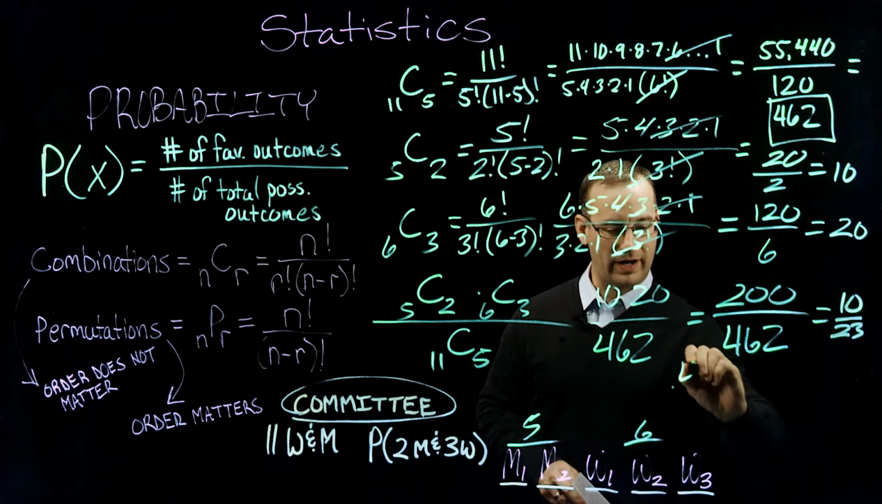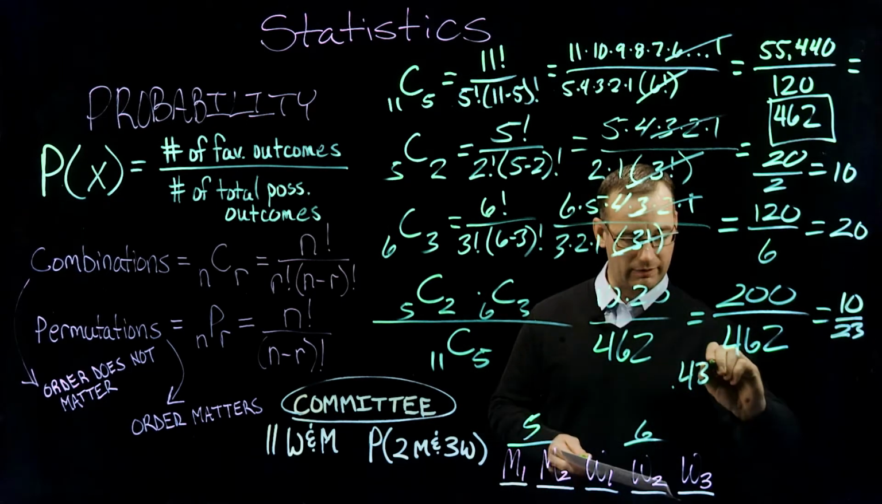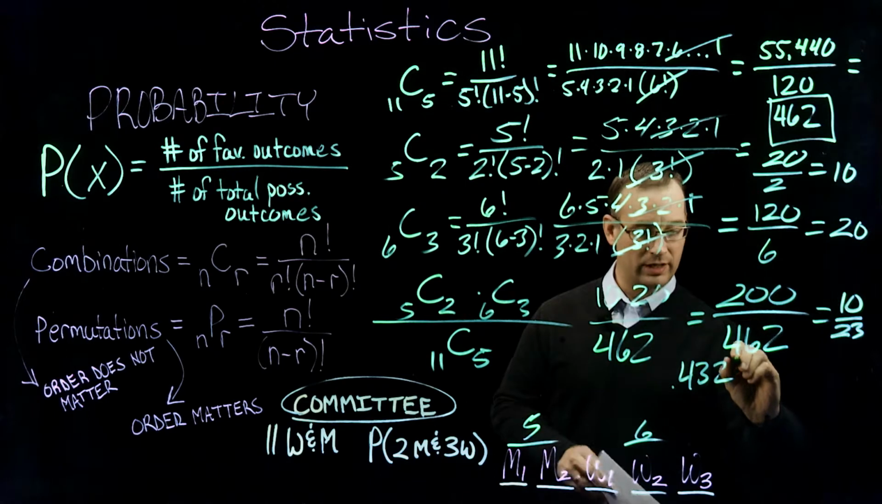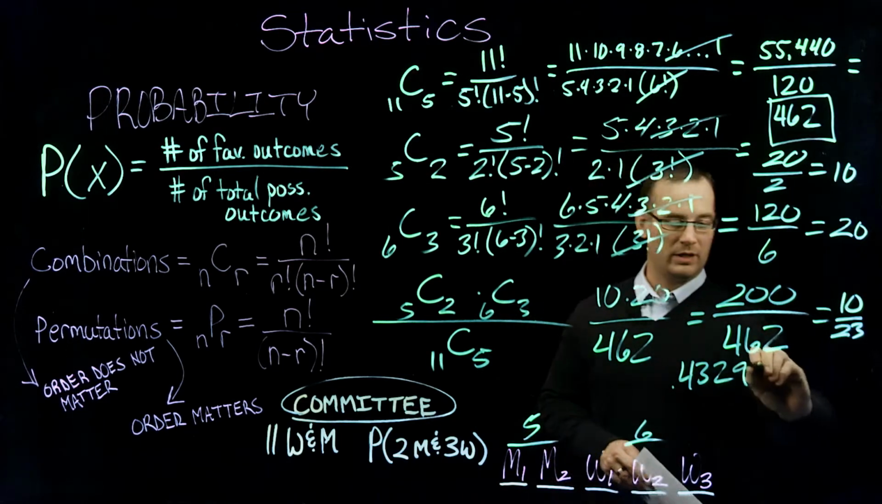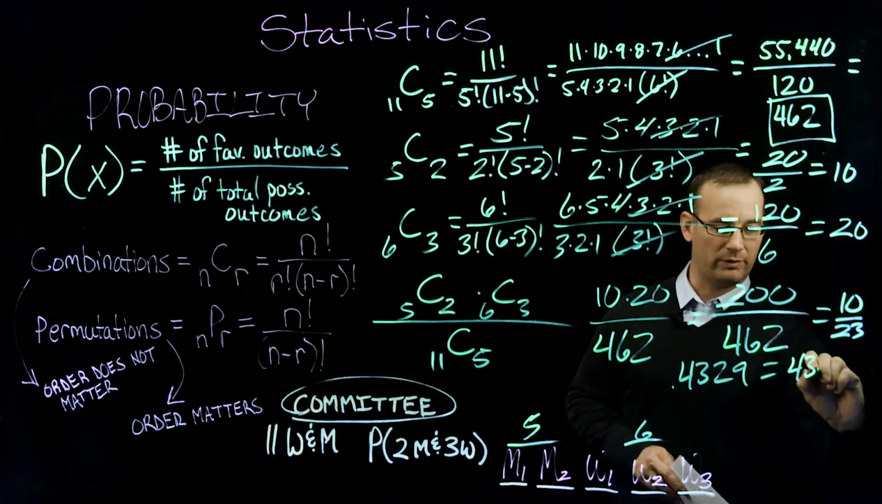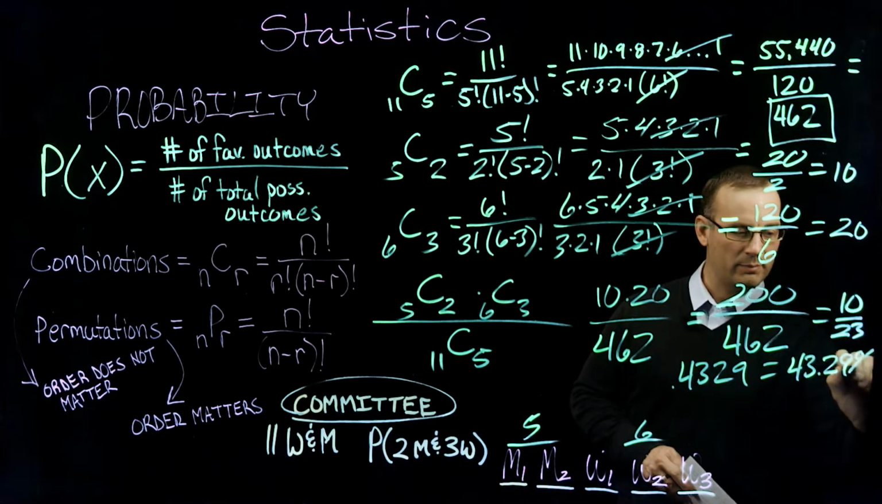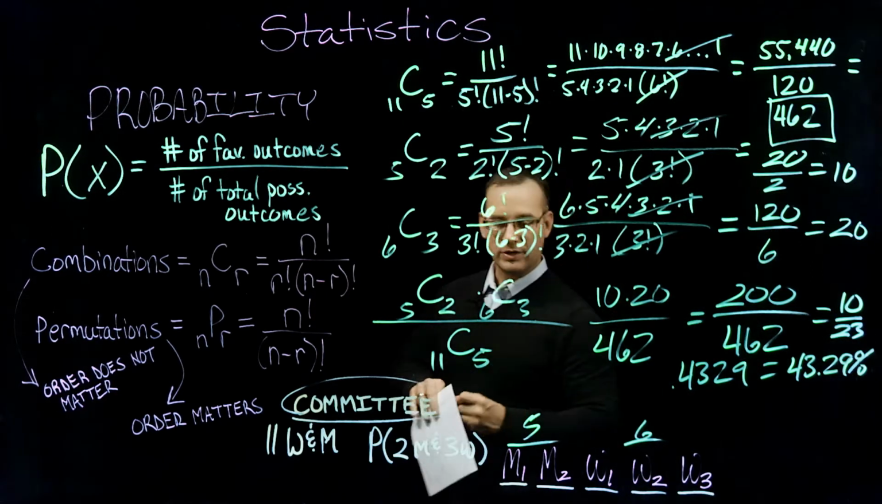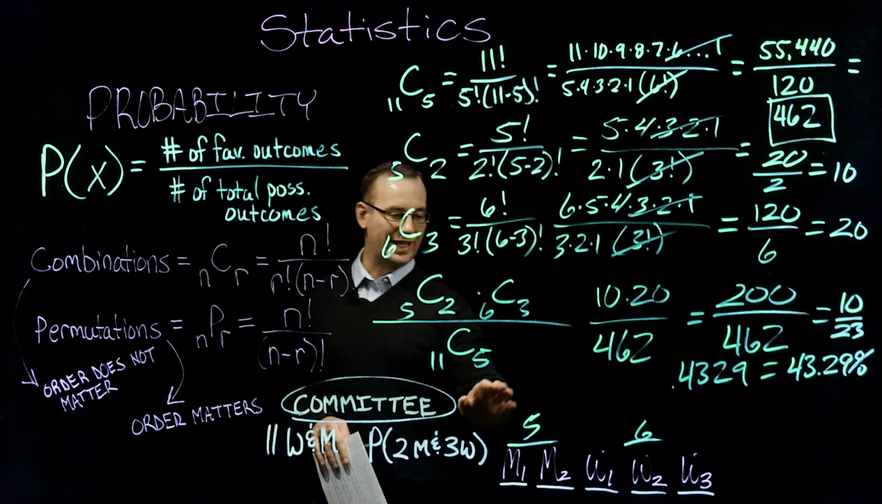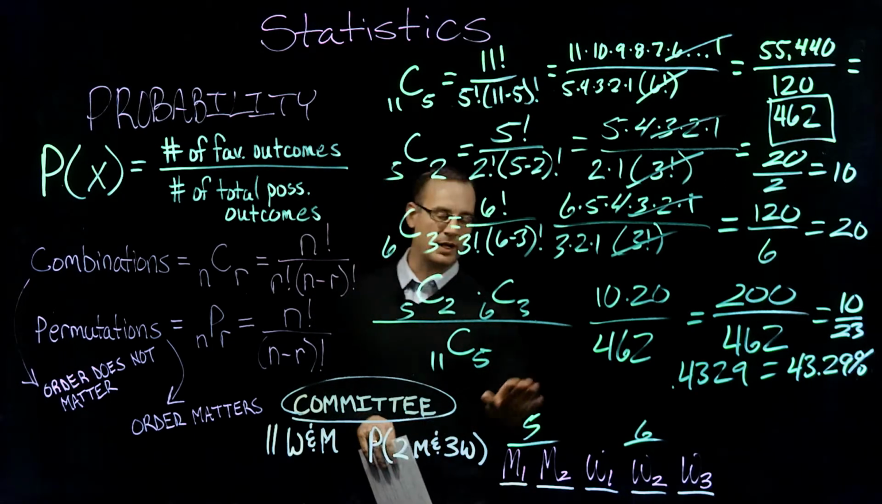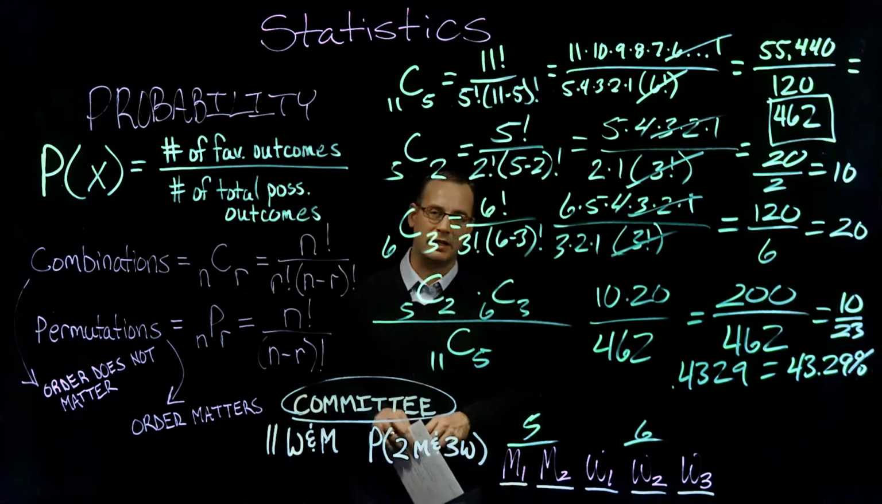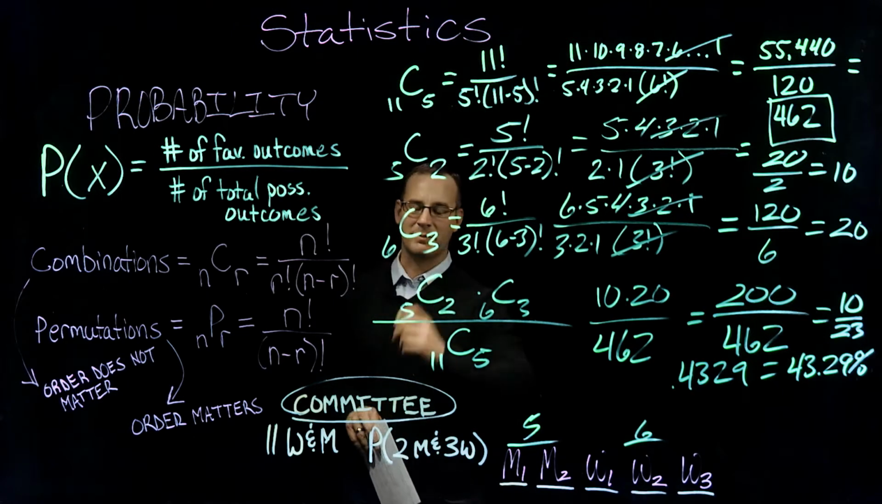And we come up with a final probability of 0.4329. And that's equivalent to 43.29% of the time, drawing at random, we will get exactly 2 men and 3 women in our committee.